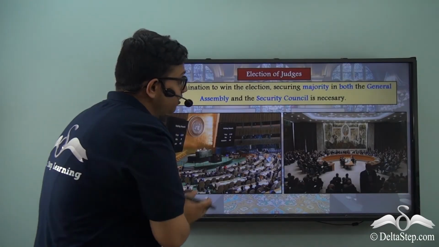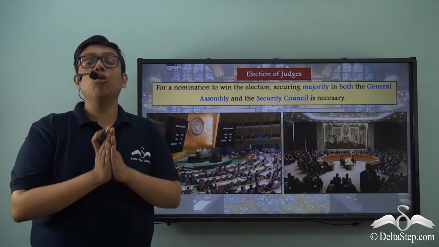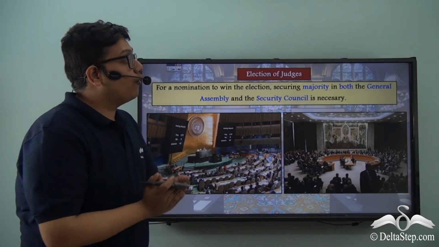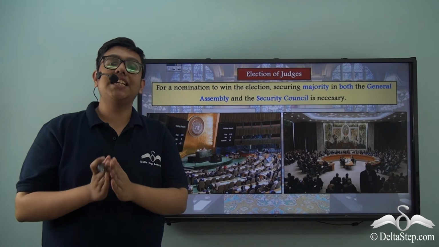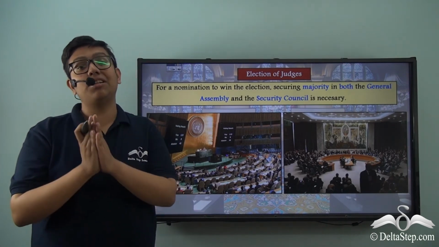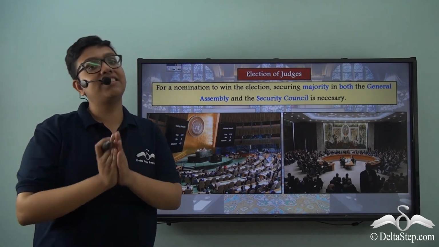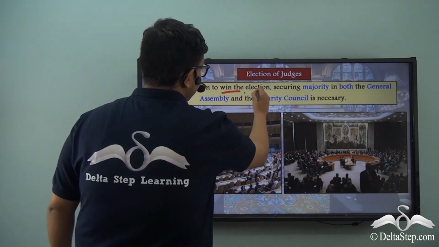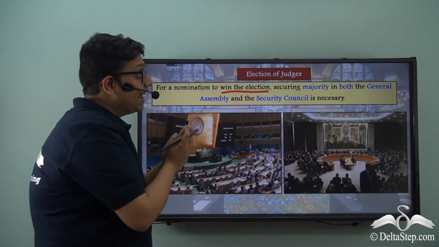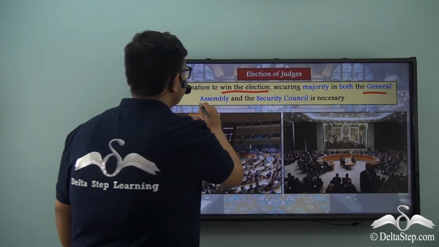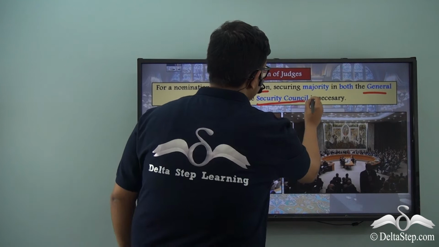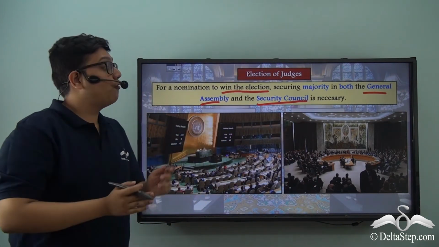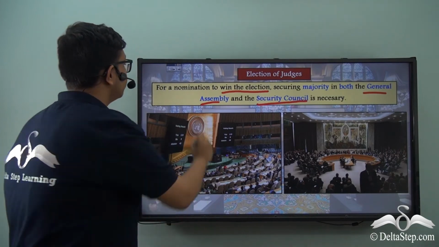Now, as mentioned, the General Assembly and the Security Council are both equally involved in this election procedure. In fact, the election for the International Court of Justice judges takes place in the General Assembly and the Security Council simultaneously but separately. In order for a nominee to win the election, they have to secure a majority in both the General Assembly and the Security Council. Thus, having a majority in both of the organs is crucial for a nominee to win the election.